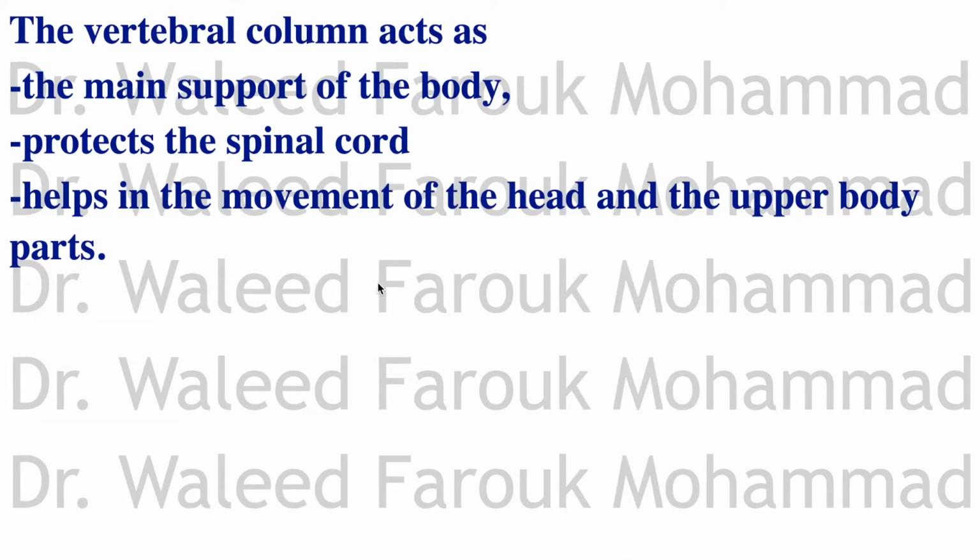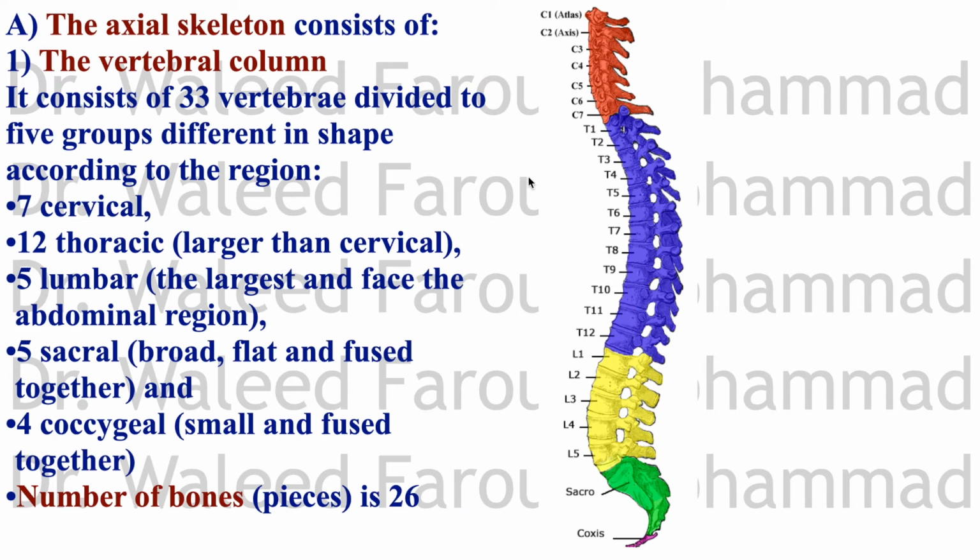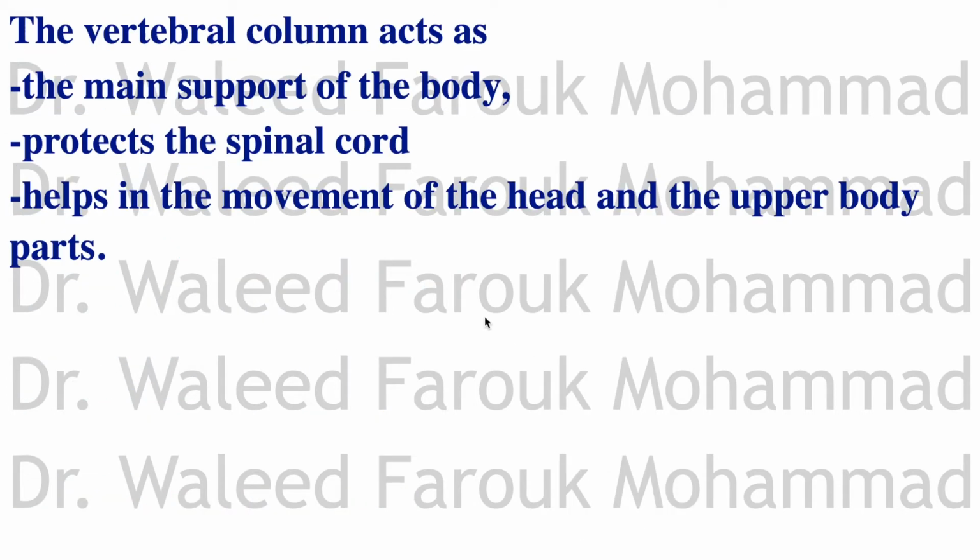Okay. Now, what's the function of the vertebral column? It's the main support for the body, of course, by its position. It protects the spinal cord because the spinal cord runs in the neural canal at the back. See, in this canal, the spinal cord runs. And what else? It helps in the movement of the head and the upper body parts. Okay? So it's a support for the body, it protects the spinal cord, and it helps in movement of the head and the upper body parts.